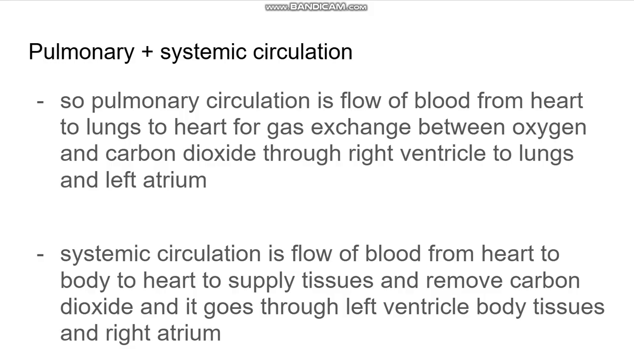So pulmonary circulation is the flow of blood from heart to lungs to heart for gas exchange between oxygen and carbon dioxide, and it goes through the right ventricle to the lungs and then to the left atrium. So that's the pulmonary circulation.